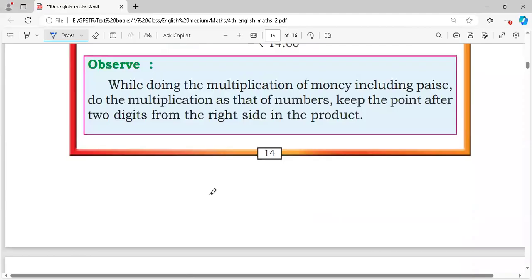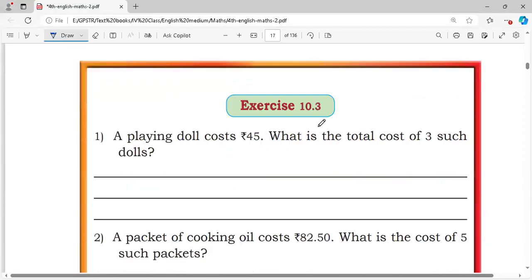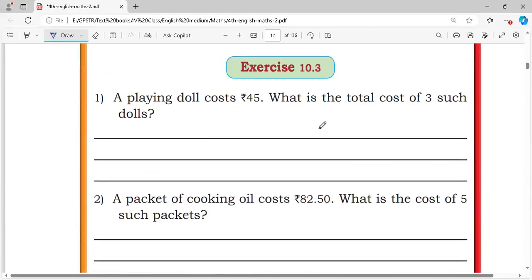Observe. While doing the multiplication of money, including paise, do the multiplication as that of numbers. Keep the point after 2 digits from the right side in the product. While doing the exercise, you will know. Exercise 10.3.